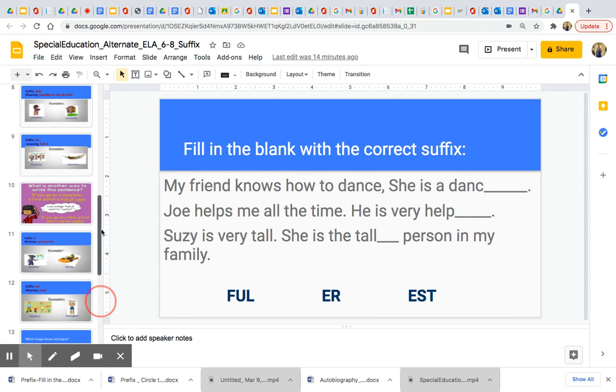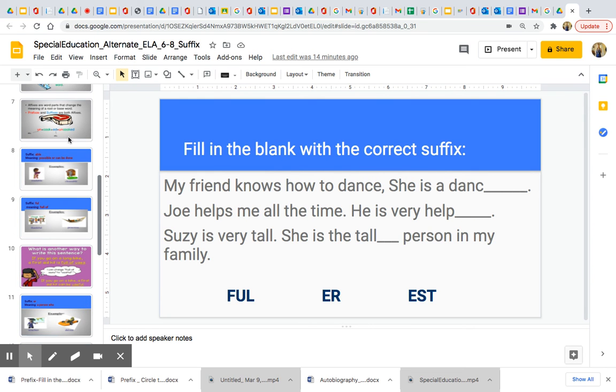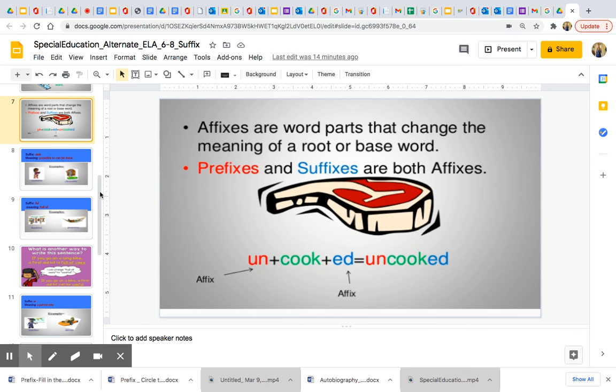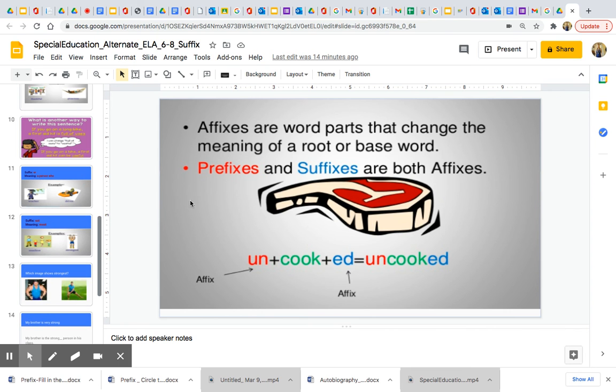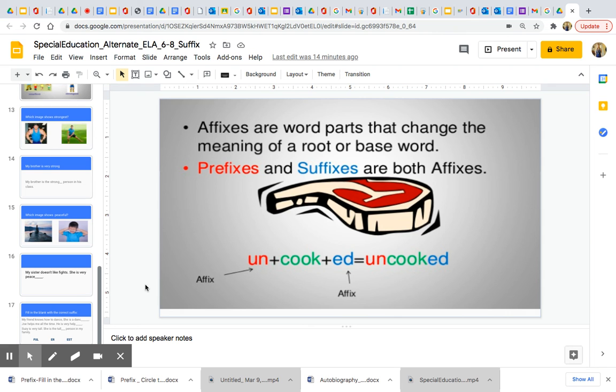So let's review. Today, we learned about suffix. And we learned that suffixes are affixes added at the end of the word to change its meaning. The suffixes that we learned today were able, full, er, and est.